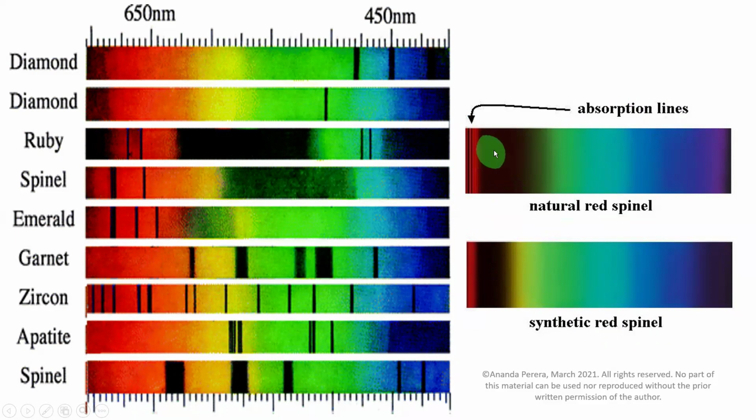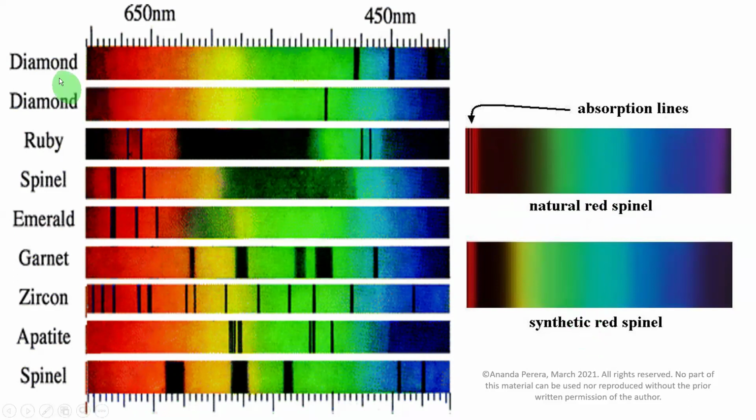And here the black area, the absorption area, is wider than in the synthetic. So this is the test we have to do to identify natural and synthetic red spinel. We can't check with the RI. So this is very important.